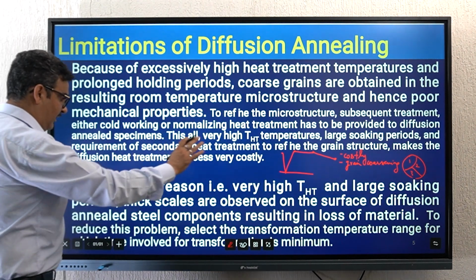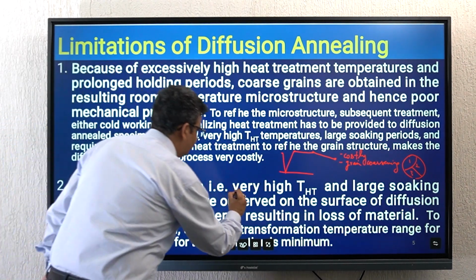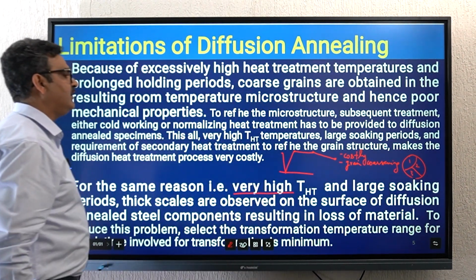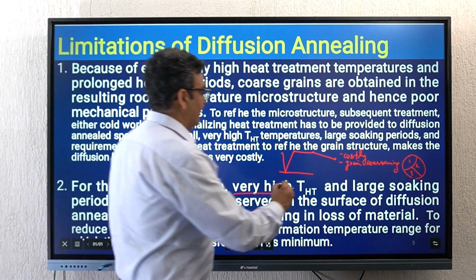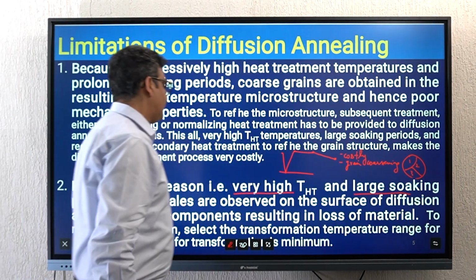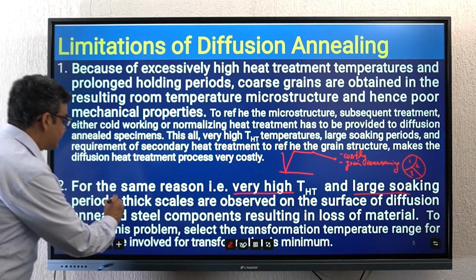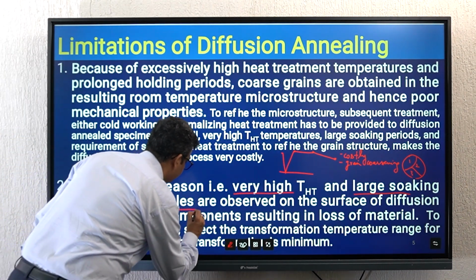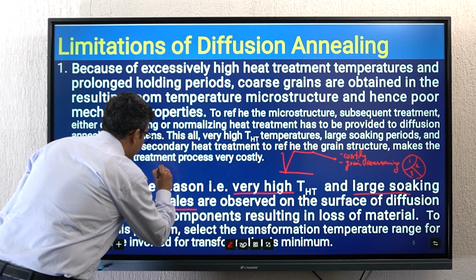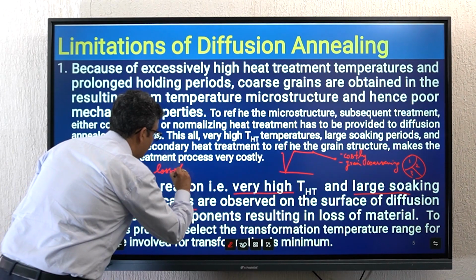Not only this, as I said a while ago, because of the very high temperatures that are involved during diffusion annealing and the large soaking periods, thick scales are formed on the surface of the steel, which result in loss of material.